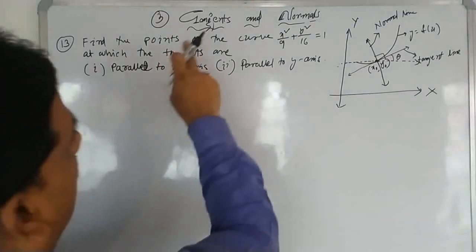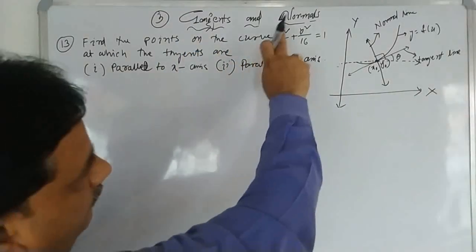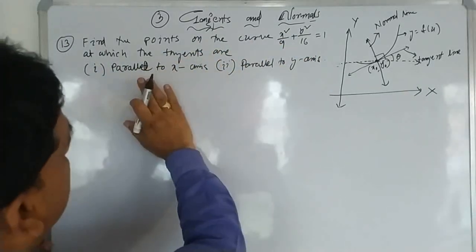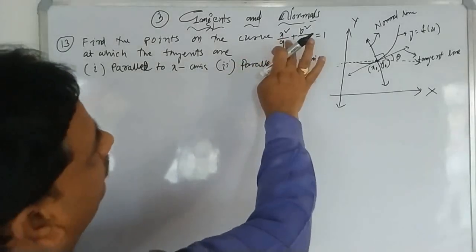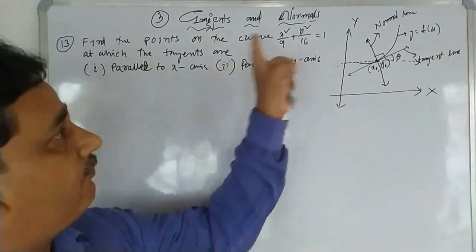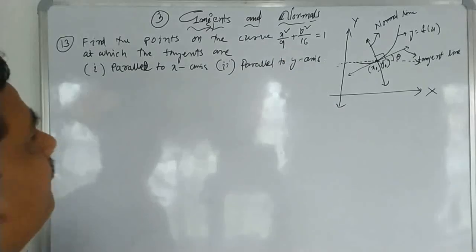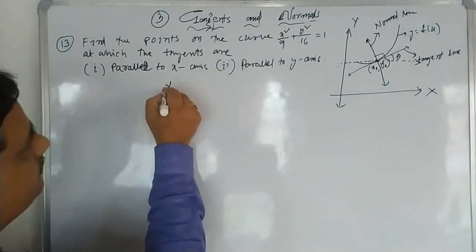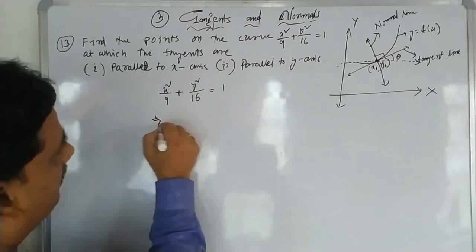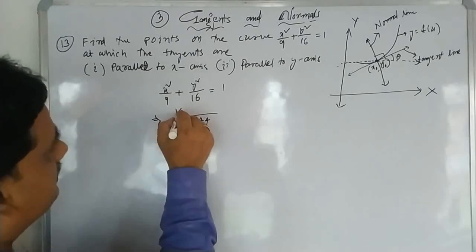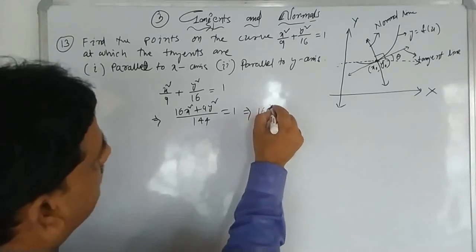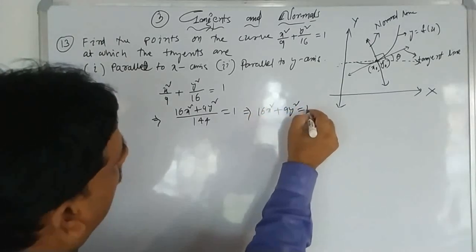So here you see, find the points on the curve. The equation of the curve is already given, at which the tangents are parallel to x axis. So we have to find the point at which the tangent is parallel to x axis. For that, first we have to find out the tangent. Now x square by 9 plus y square by 16 is equal to 1, or 16x square plus 9y square is equal to 144.